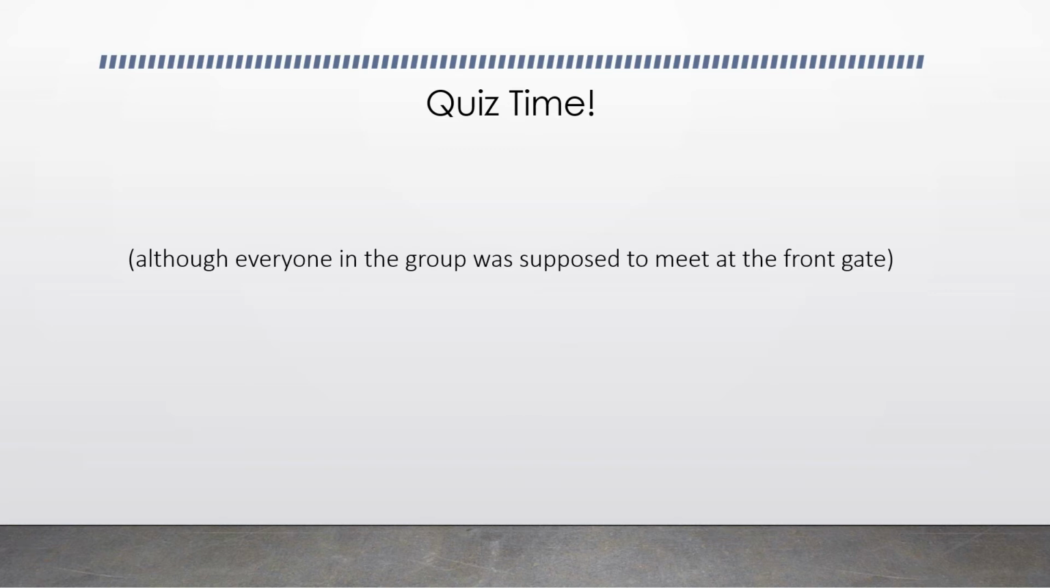Although everyone in the group was supposed to meet at the front gate, and that is a DC because although is a subordinator. Everyone in the group was supposed to meet at the front gate, and that is an independent clause.